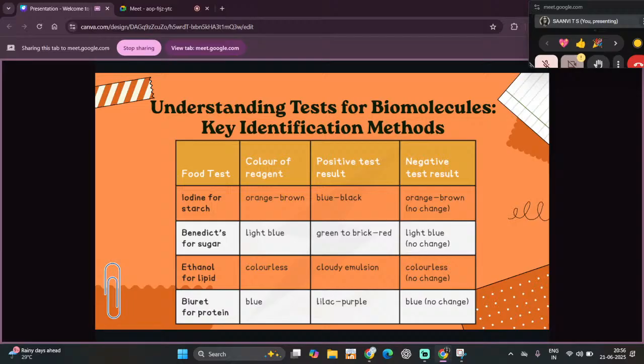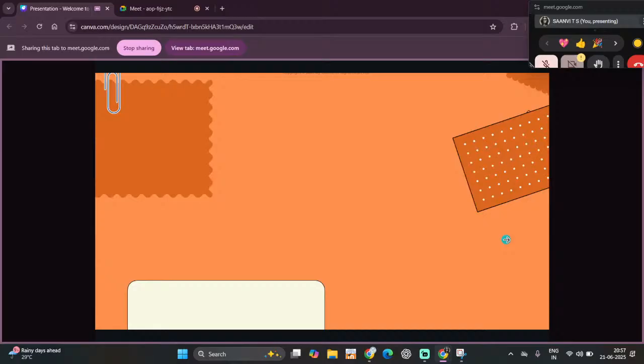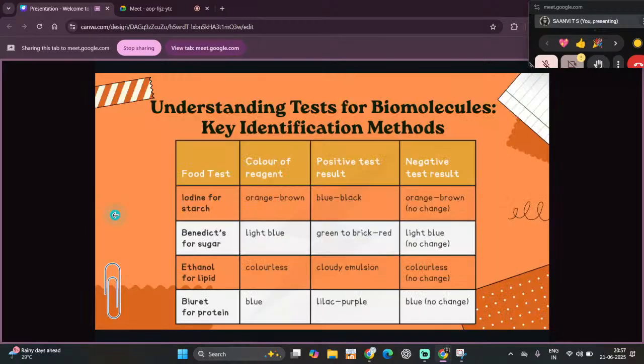The third test is ethanol for lipids and fats. The color of ethanol is colorless. And if the test is positive, that means if lipid is present, then it's a cloudy emulsion. If not, then the solution remains colorless. So, what remains colorless? The ethanol solution. Next and the last test is the biuret test for proteins. So if the color of biuret solution is blue, and if protein is present, it turns to lilac purple. And if it's not present, then it remains blue.